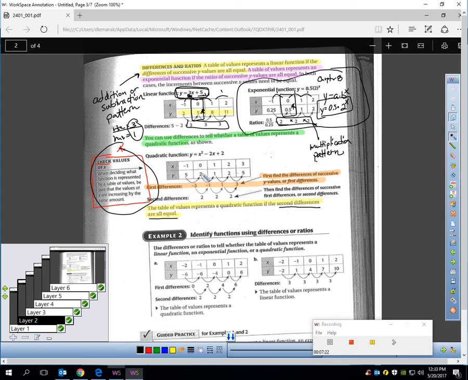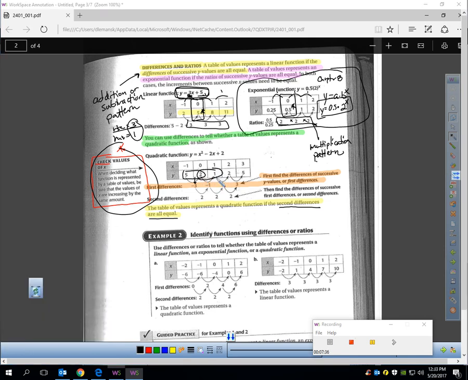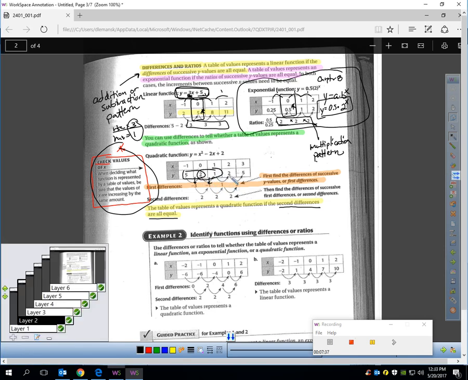Let's do a subtraction. We're taking 2 minus 5, and that gets us negative 3. And then we're taking 1 minus 2, and that gives us negative 1. And then we're taking 2 minus 1, which is 1, and then 5 minus 2, which is 3. Now, that's called the first difference. Okay? Now, if my second differences are all the same, that would make this a quadratic.